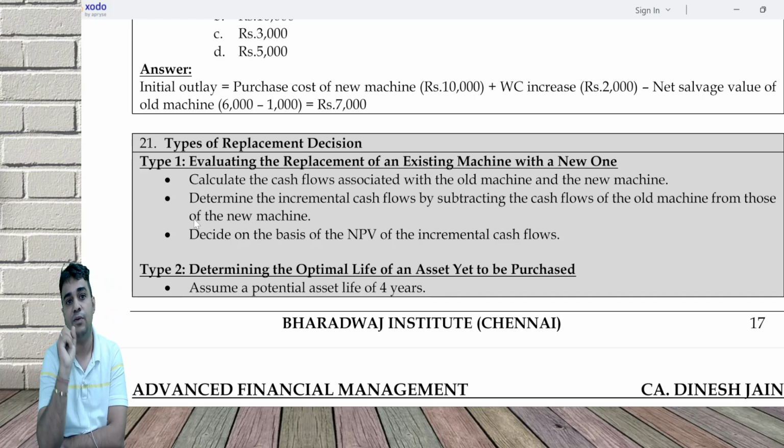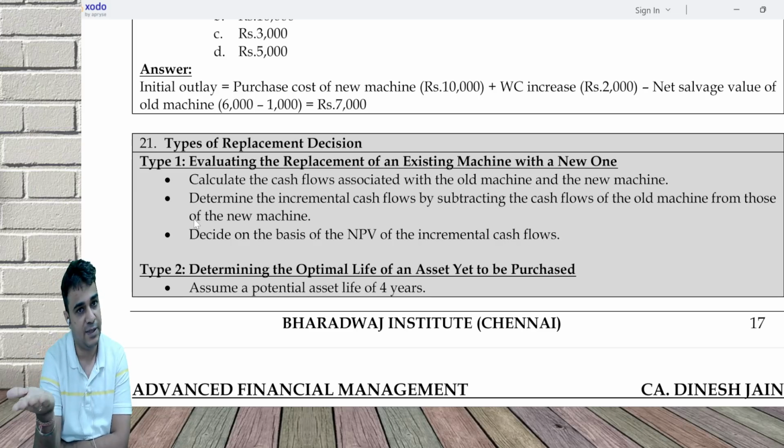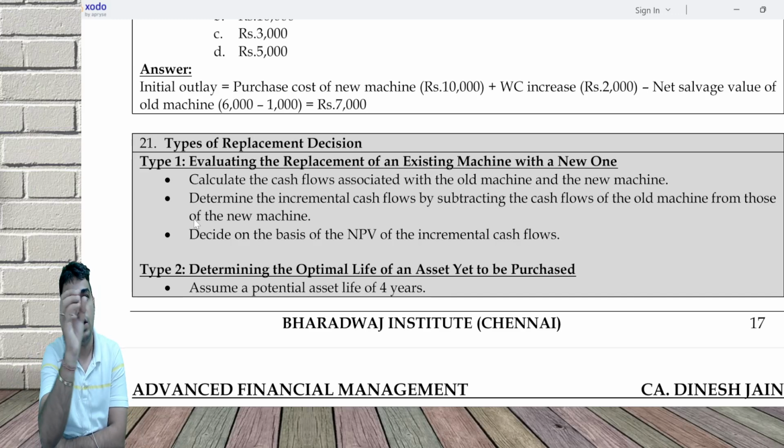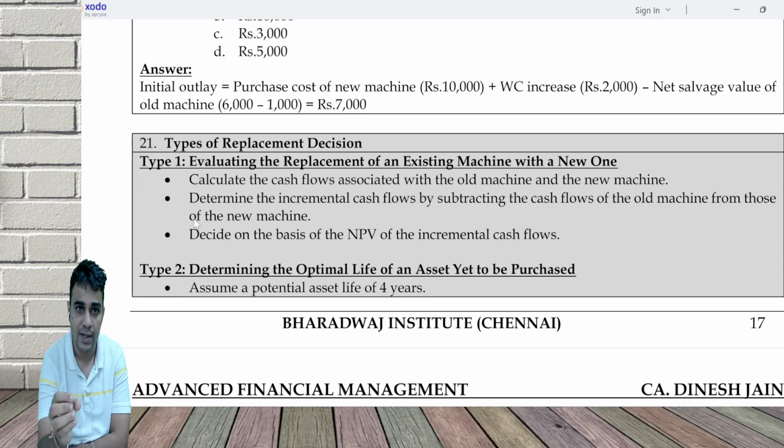Type 2 is where you're deciding when should I replace. Two types of analysis. One, I restrict my calculation to only a specific number of years, and I say old machine, balance new machine. Balance new machine is EAC of each year. Old machine is whatever the number.